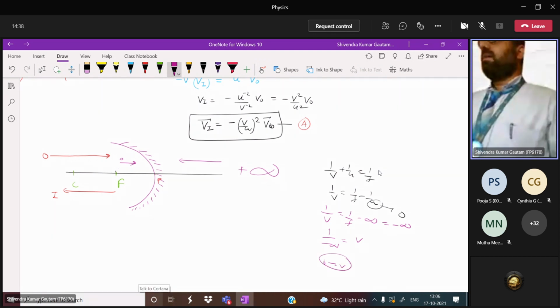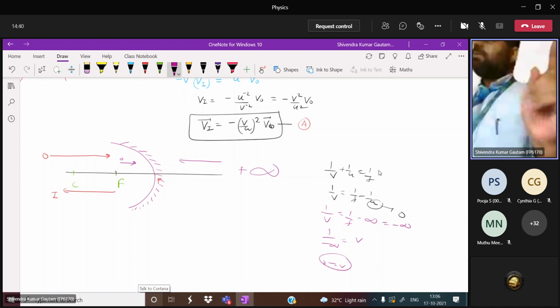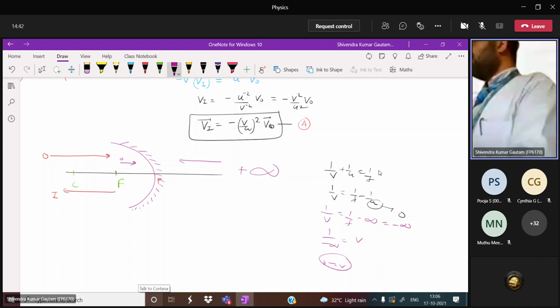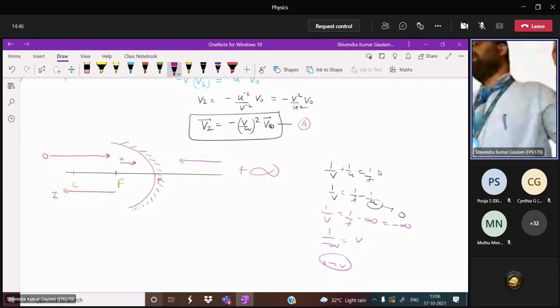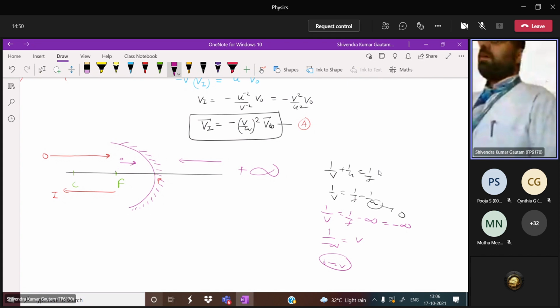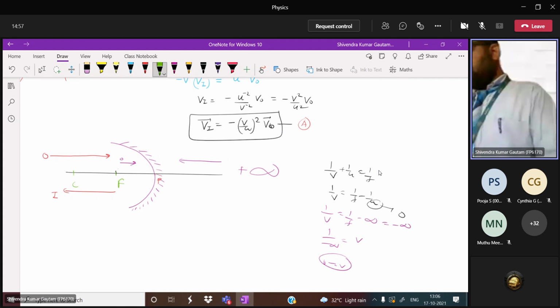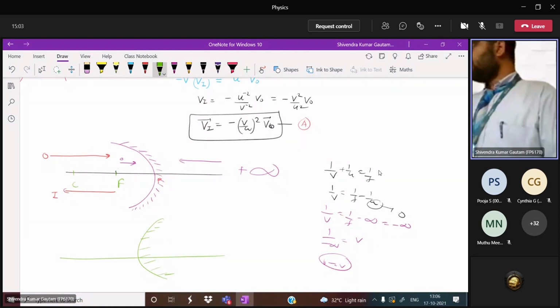So you have to know in concave mirror, if object moves from minus infinity to focus, image moves from focus to minus infinity. That is real image we are discussing. And when object moves from focus to pole, image moves from plus infinity to pole. Okay. Achha, now the same thing we want to discuss in convex mirror. This is convex.